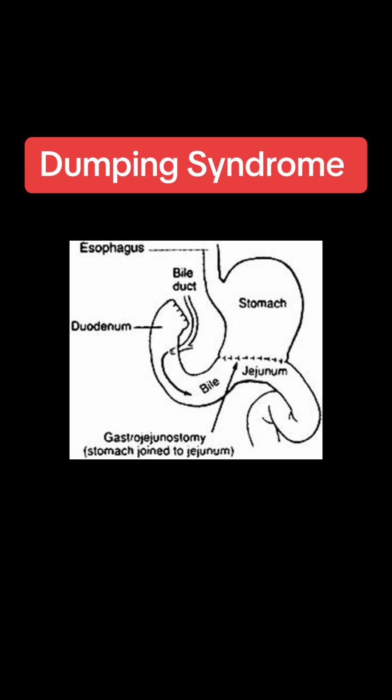The main function of the stomach is to store the food for some time and to mix the food contents, and then a slow transition of the stomach content from the stomach to the duodenum. But after the Billroth 2 surgery, the stomach content immediately leaves the stomach and goes to the jejunum. The food content is hyperosmotic, and when it goes to the jejunum immediately, it will cause the symptoms which are collectively known as dumping syndrome.